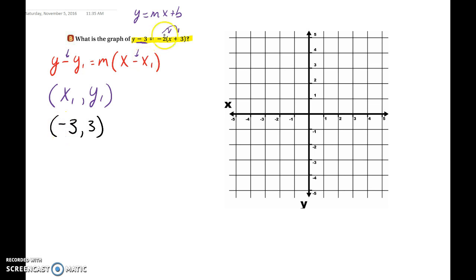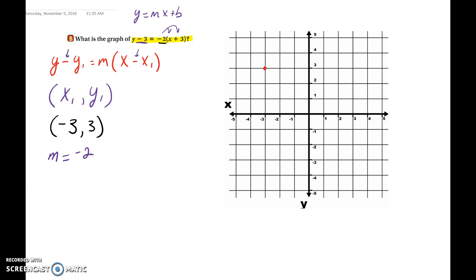And then our slope is what's being multiplied to our x minus x sub 1. So our m in this case is equal to negative 2. Alright, so remember, all we need in order to graph a line are 2 points. We have enough information now. We have our point negative 3, 3, so we moved negative 3 for x and then up 3 for y, and we know our slope is negative 2.